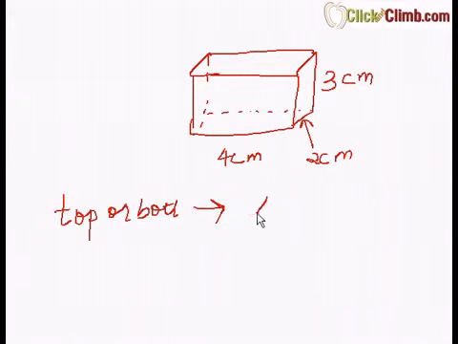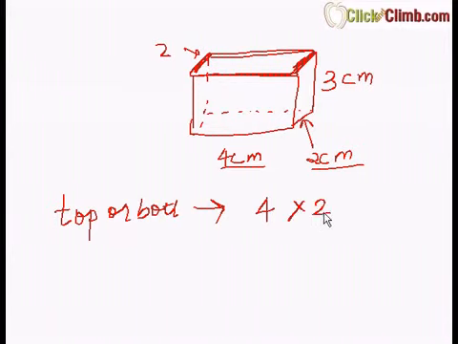Okay, because this is 4 centimeters and this is 2 centimeters, and this one is the top side. So that's why we are considering these two dimensions, 4 and 2, because this is 2. All right, now 4 times 2, we already know how to find the area. So 4 times 2 will be 8 centimeters squared.